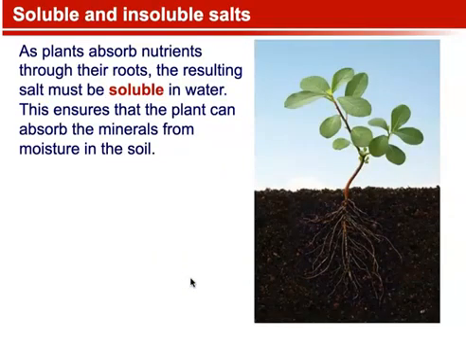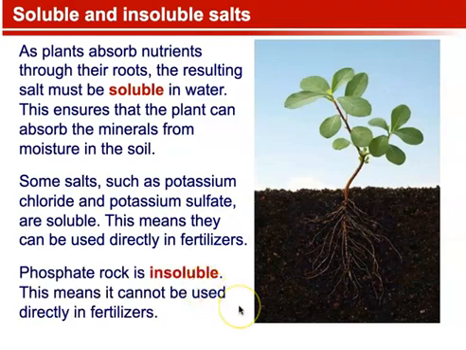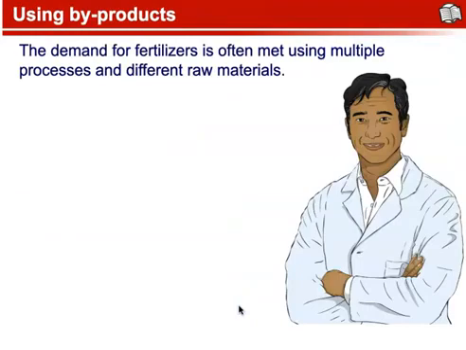Soluble and insoluble salts. As plants absorb nutrients through their roots, the resulting salt must be soluble in water. This ensures that the plant can absorb the mineral from moisture in the soil. Some salts, such as potassium chloride and potassium sulfate, are soluble. This means they can be used directly in fertilizers. Phosphate rock, on the other hand, is insoluble. This means it cannot be used directly in fertilizers.